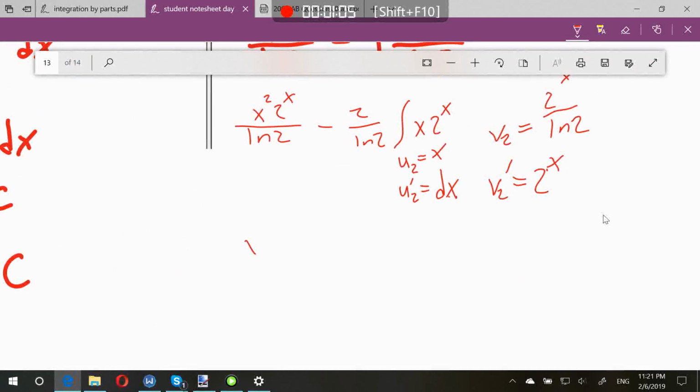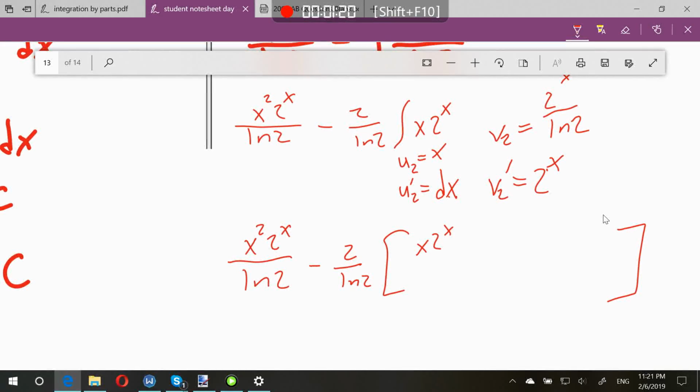So this will be x squared times 2 to the x over ln 2 minus 2 over ln 2 times all of uv. So that's x times 2 to the x over ln 2 minus the integral of u prime v, or 2 raised to the x power over ln 2 dx. Okay, for our last integral that I have here, I can pull out my constant, 1 over ln 2.